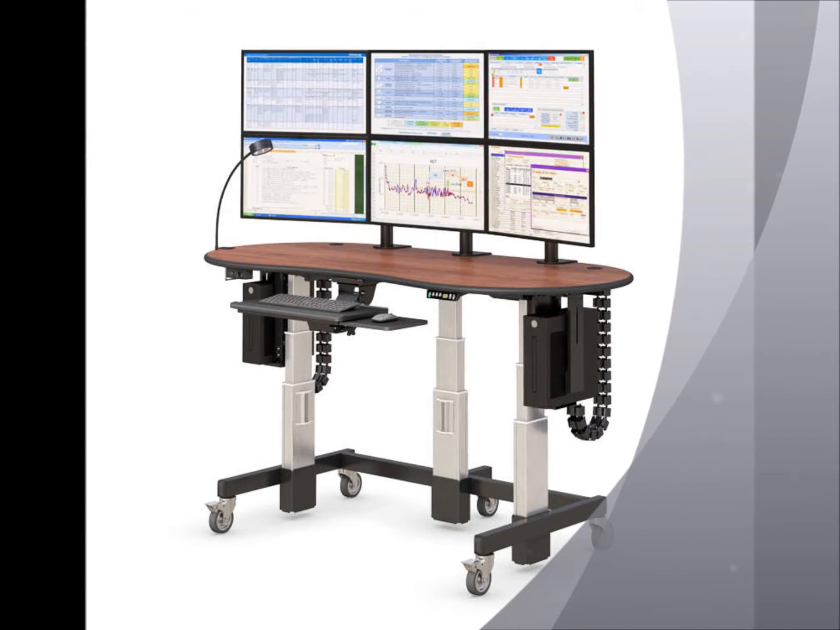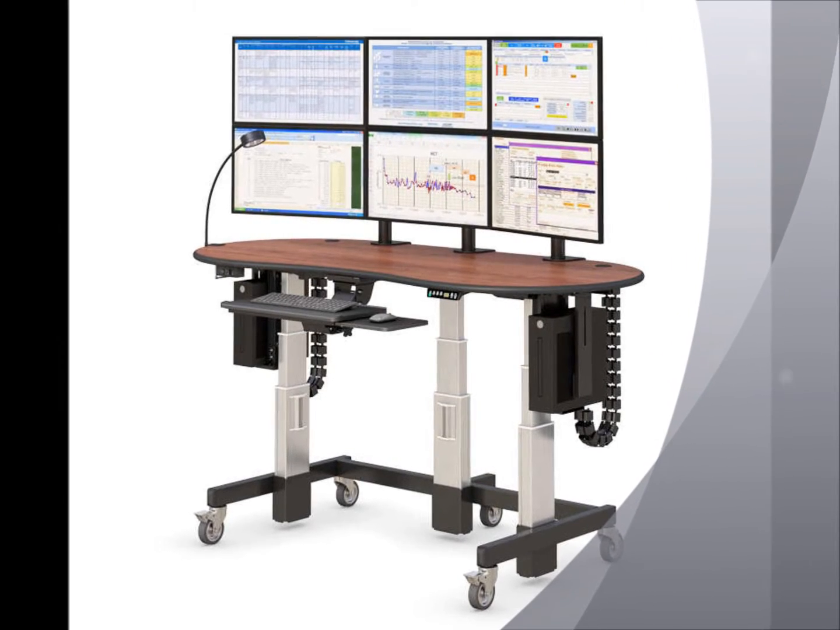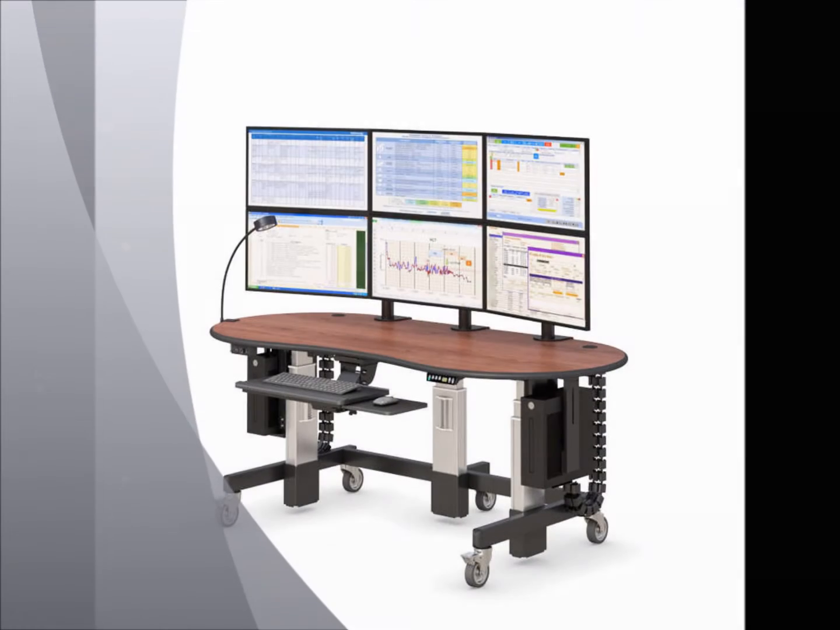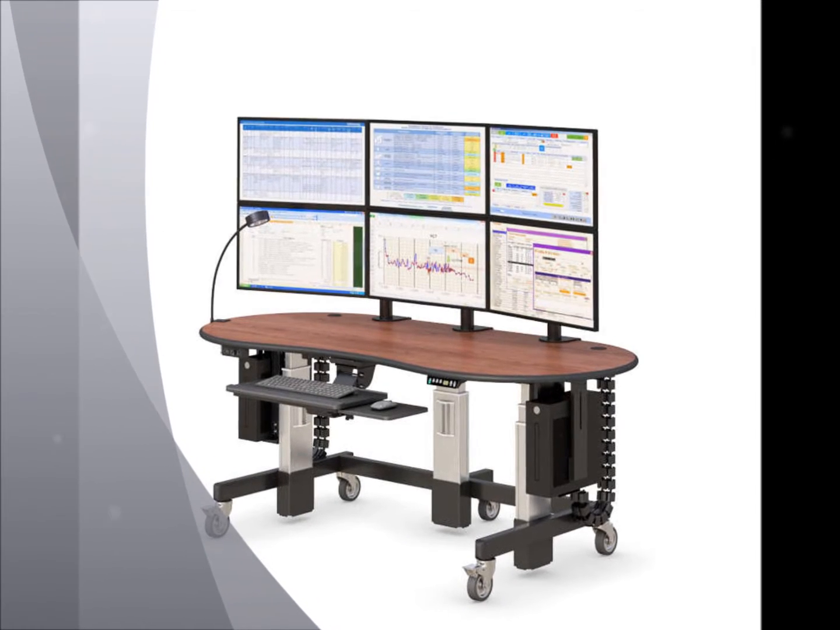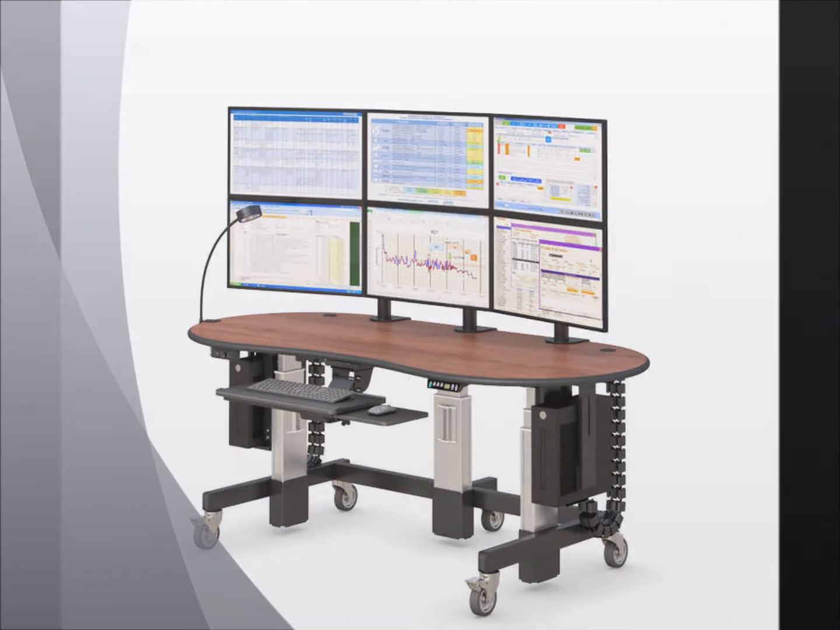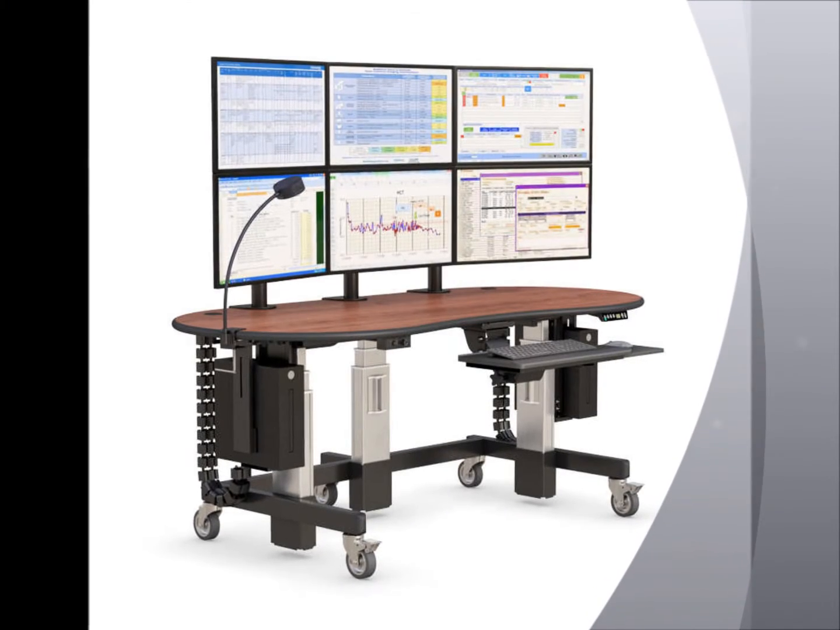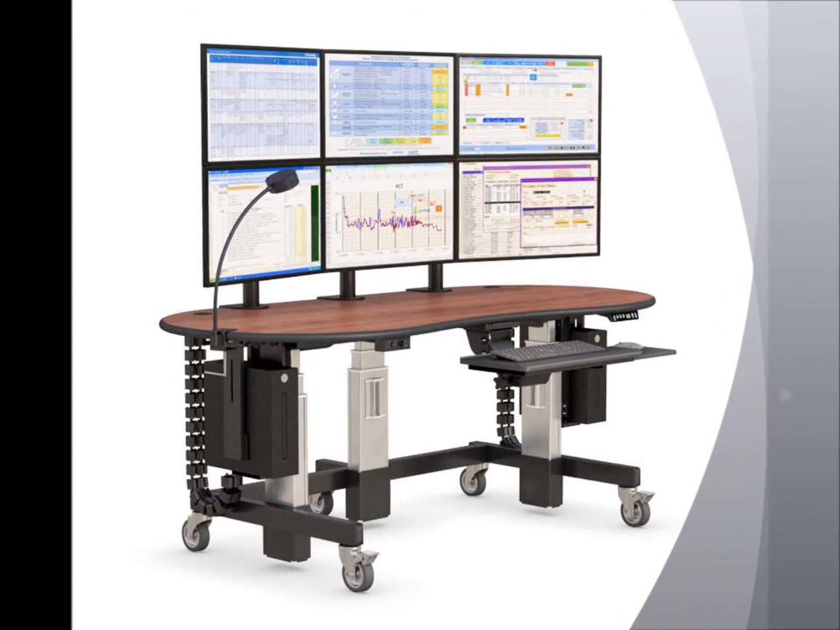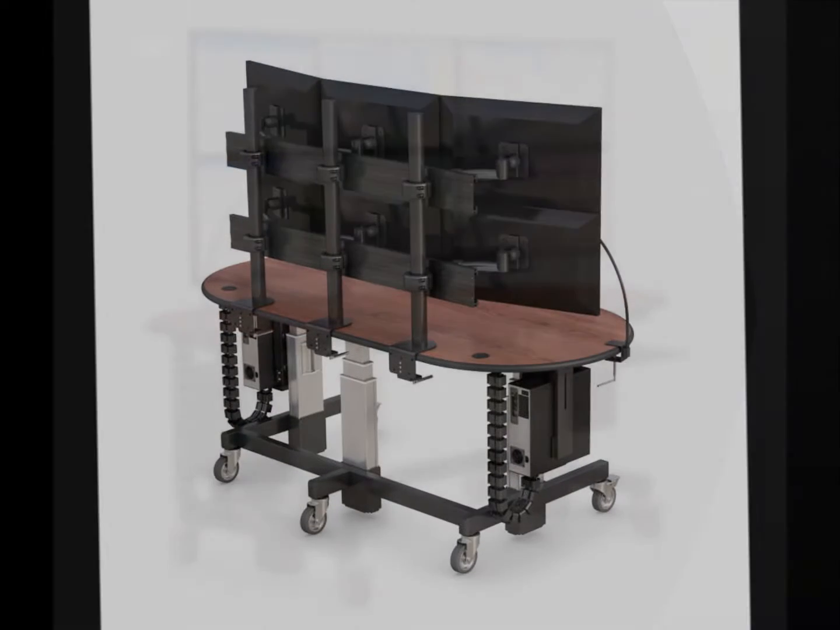This standing workstation desk is top-of-the-line technical furniture that exceeds standards in providing optimum comfort to professionals of many industries. With an easy push of a button, the desk height can be set to a sitting or standing position.